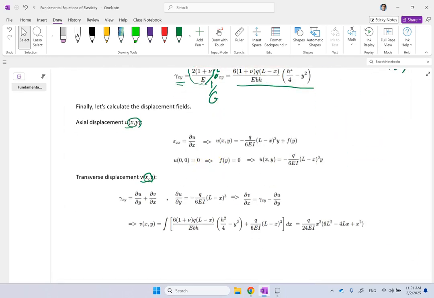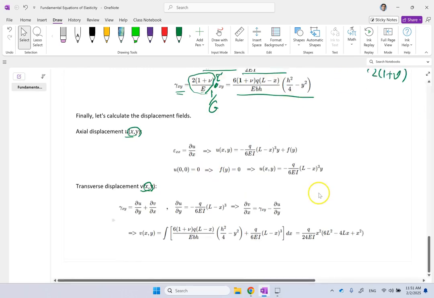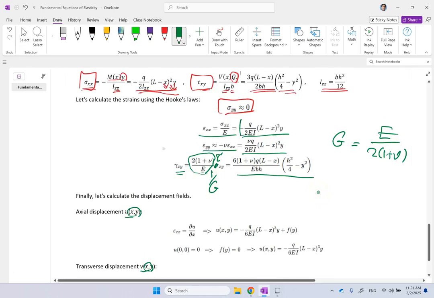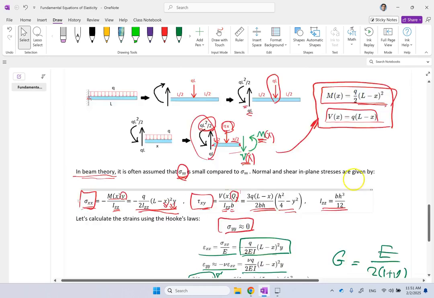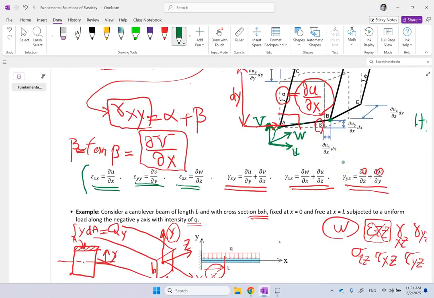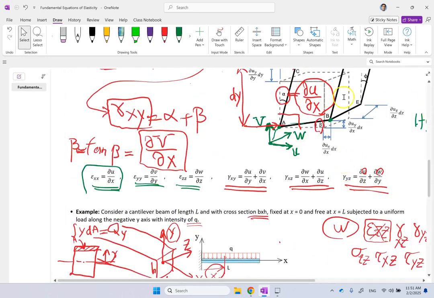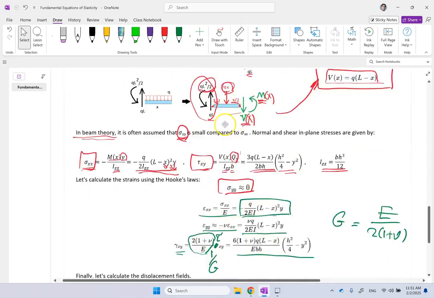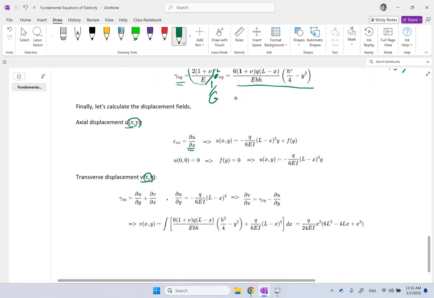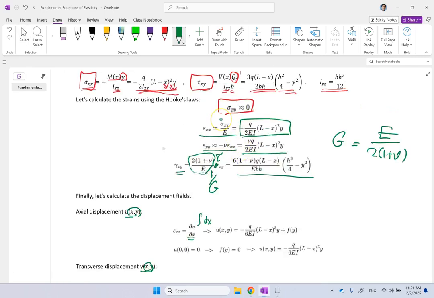So we go ahead and use our relations, epsilon xx that we just found earlier, this one. This is the partial of u with respect to x. Remember the formulas that we derived, so we are going to use this first one first. And we try to find the u function by integrating. So here we are integrating with respect to x. We integrate basically this function with respect to x. It's a quadratic function of x, so you get a cubic function of x.